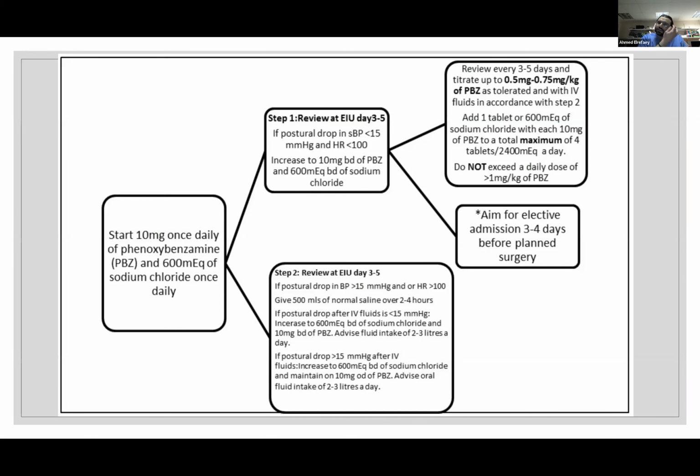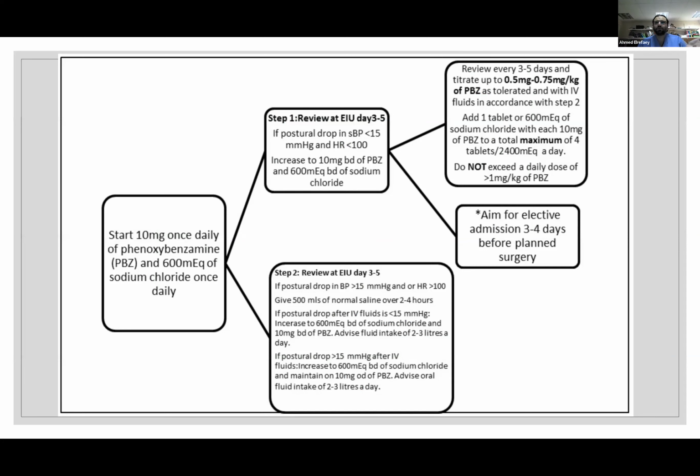This is what we do in our center. We start the phenoxybenzamine and we give the patient 600 milliequivalents of sodium chloride tablets with it. And when they have this, they will drink more water and replace the volume. So the problem with the tight circulation is once we start to give the alpha blocker and the capacity of the circulation increases, they will become profusely hypotensive. So we need to replace that volume and keep them euvolemic.